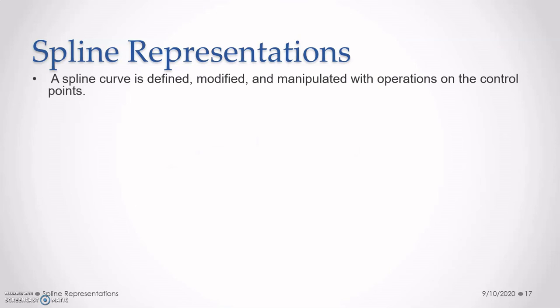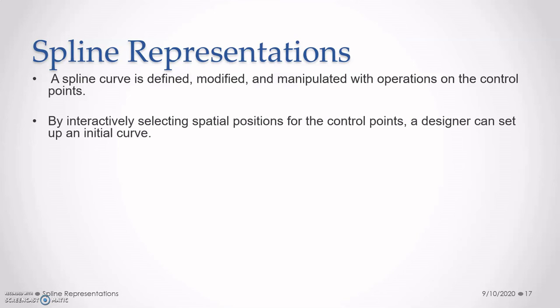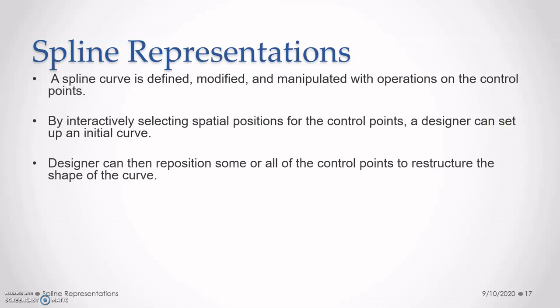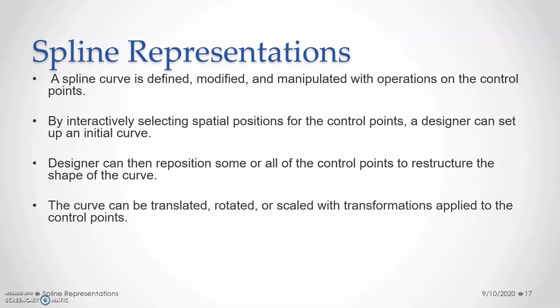Now, a spline curve is defined, modified and manipulated with operations on the control points. According to the control points only, we can draw a spline curve. By interactively selecting spatial positions for the control points, a designer can set up an initial curve. The designer can then reposition some or all of the control points to restructure the shape of the curve. The curve can be translated, rotated or scaled with transformations applied to the control points, using 3D translation, rotation or scaling techniques.